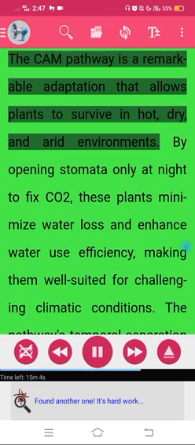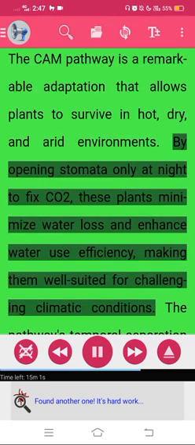Conclusion. The CAM pathway is a remarkable adaptation that allows plants to survive in hot, dry, and arid environments. By opening stomata only at night to fix CO2, these plants minimize water loss and enhance water use efficiency, making them well suited for challenging climatic conditions.